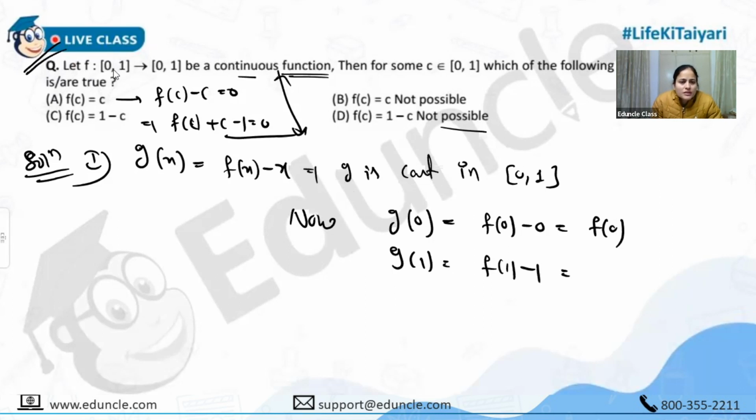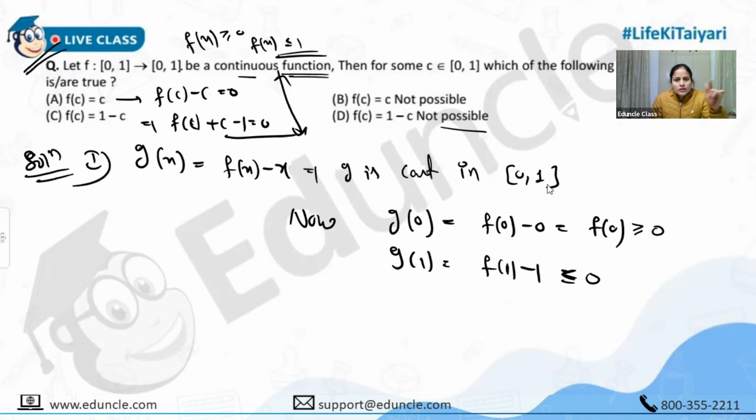See, f is a function from [0, 1] to [0, 1]. So it is clear that f(x) is greater than or equal to 0 and f(x) is less than or equal to 1. So f(0) is greater than or equal to 0, and f(1) is always at most 1, so f(1) − 1 is less than or equal to 0. Getting my point or not? f(1) cannot be greater than 1. It is either 1 or less than 1. So this is always less than or equal to 0.